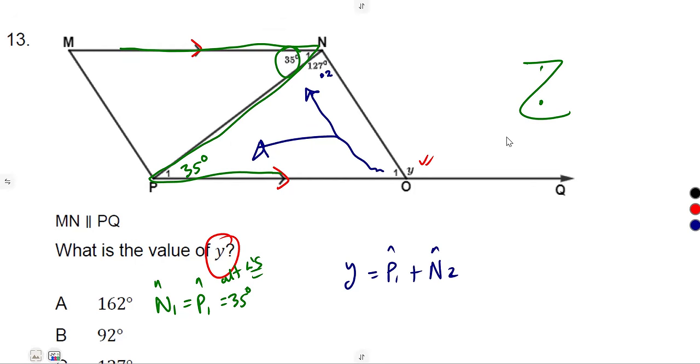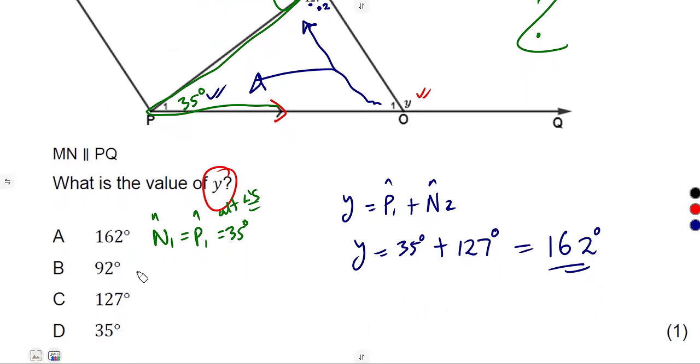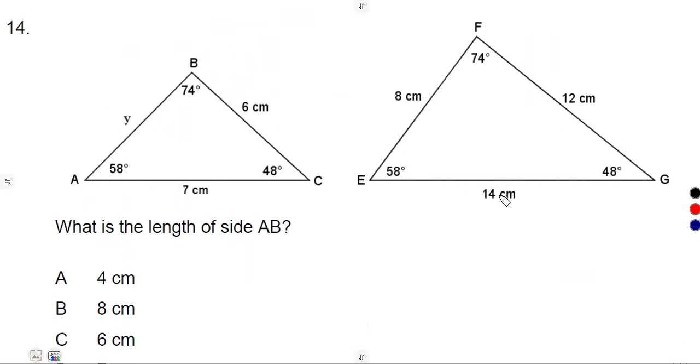So to find the angle Y, we have angle P1, 35. We can substitute here. Angle N2 is the 127 degrees, the remaining angle there. Adding these two, we obtain 162 degrees, which is option A. If there's any other way, you can apply that condition and see if you are going to obtain the same values.